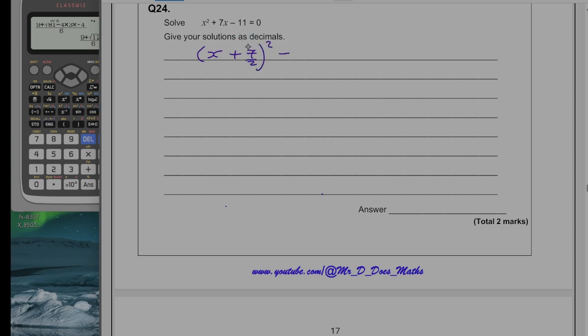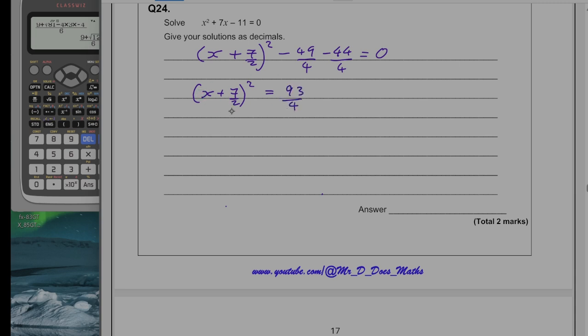From that, I need to subtract this term squared, which would be 49 over 4. And I've still got minus 11. I'm going to write minus 11 as minus 44 over 4, just pre-planning that I'm going to be combining them. It's equal to 0 at the moment. So I'm going to combine those two together. That's going to give me 93, and I'm going to take it over to the other side. So x plus 7 over 2 all squared is going to be equal to 93 over 4.